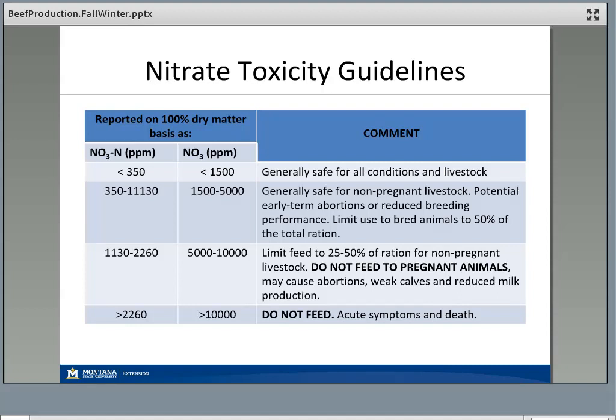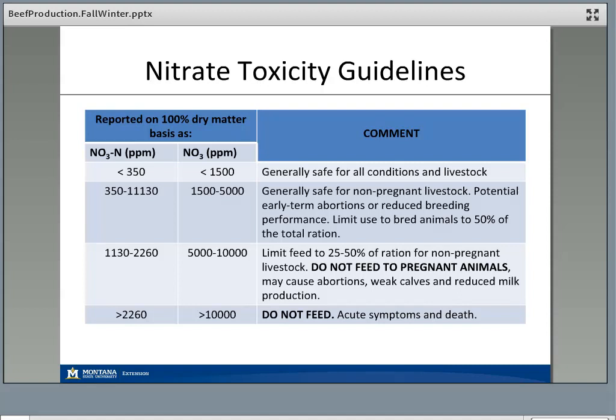If we go between 5 and 10,000 parts per million, we're going to limit feed for non-pregnant livestock, and we wouldn't want to feed this to pregnant cows whatsoever. And if we get above 10,000 parts per million, we're not going to want to feed that at all. We're going to experience those acute symptoms and death.